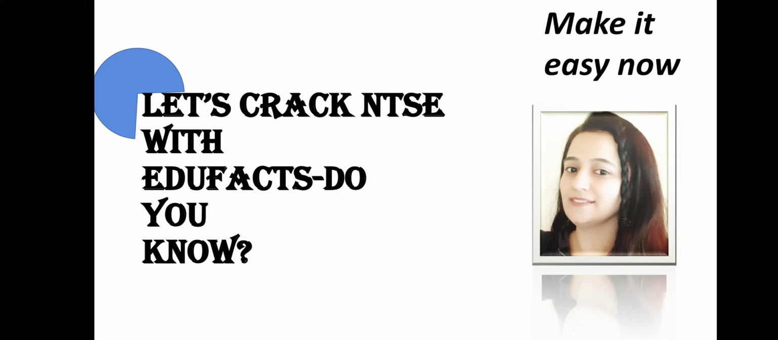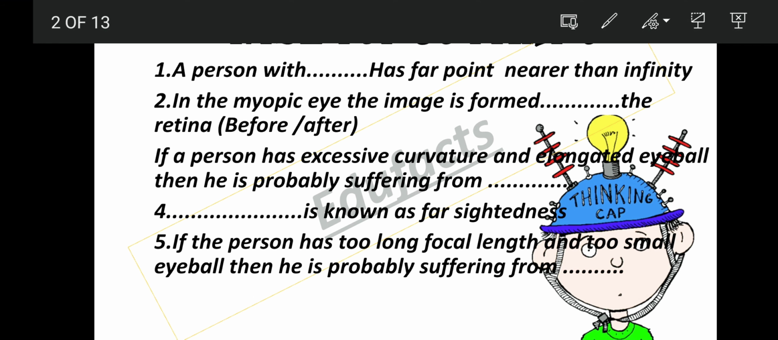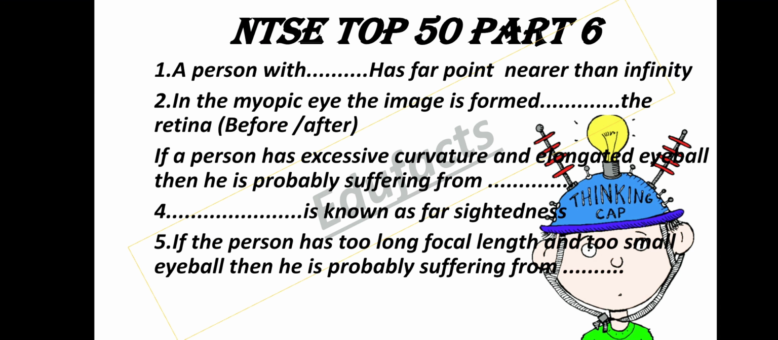Let's focus now on some of the concepts from the chapter Human Eye and Colourful World and start our top 50 series. Here we go with question number 1, which is related to the number of diseases that affect our vision, such as myopia, hypermetropia, presbyopia, cataract, astigmatism, etc. The first question is related to the defect of vision, myopia, which is also called nearsightedness, right?